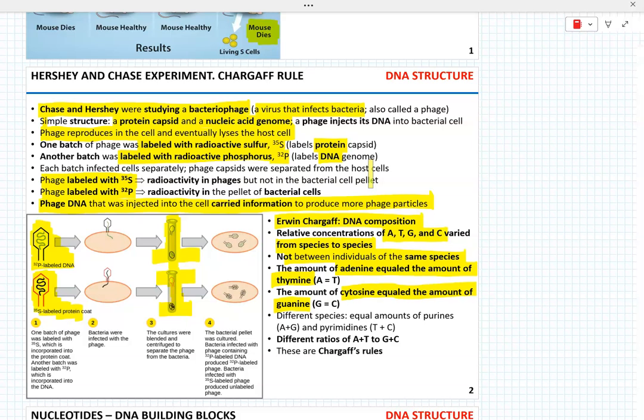In all species that he studied, the amounts of purines A and G were equal to the amounts of pyrimidines T plus C. However, the ratios of AT pairs to GC pairs were different from species to species. These rules, that the amounts of A and T are the same, that the amounts of G and C are the same, and that the amounts of purines and pyrimidines are equal, were called Chargaff's rules.